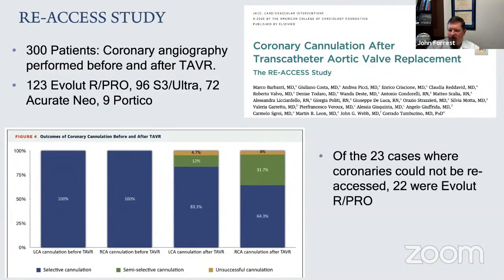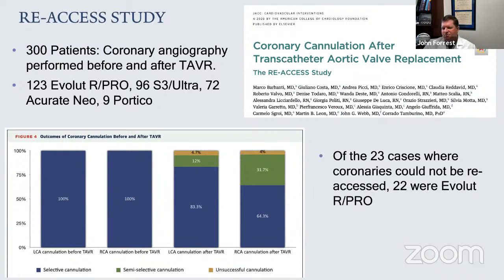And I think it's important to note here that of the 23 cases where they could not access the coronaries, 22 of those were in Evolut valves. Now, again, just like we were talking before, this needs to be taken with a grain of salt, right? You're not going to spend a tremendous amount of time, use huge loads of contrast to try to get into these arteries like you would in a patient who's having an acute MI and you're trying to do anything you can to get in there.